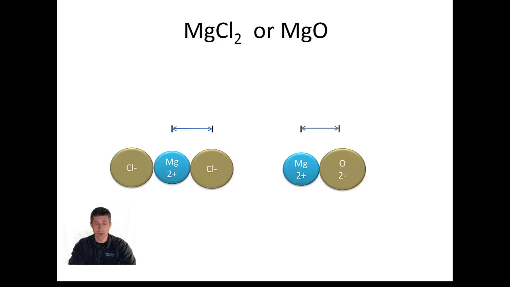Oxygen having a -2 charge is going to have a much stronger interaction with magnesium, which has a +2 charge, than the chlorine will. So magnesium oxide is going to have a higher lattice energy due to those stronger interactions. It'll take more energy to break all those interactions, so it has a higher lattice energy than magnesium chloride.